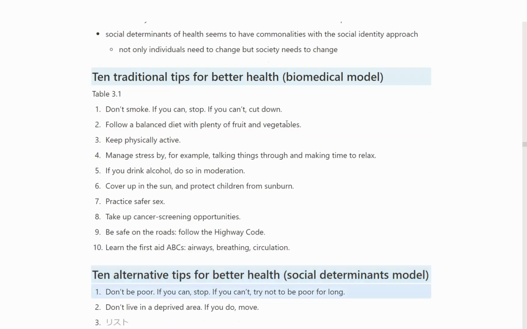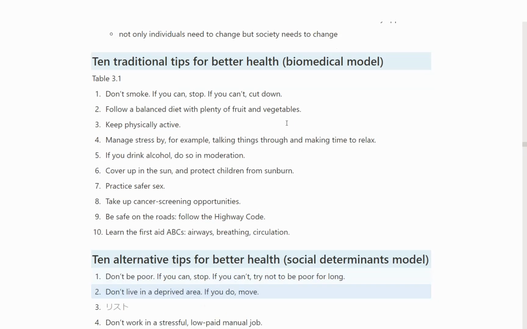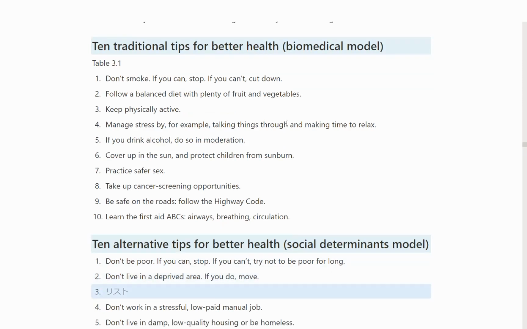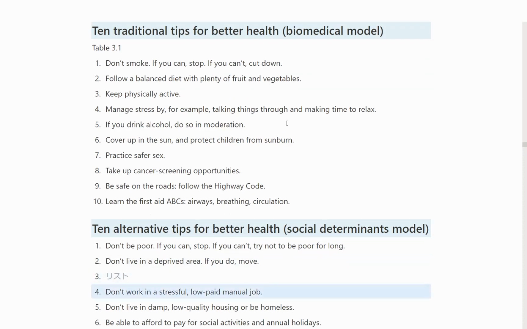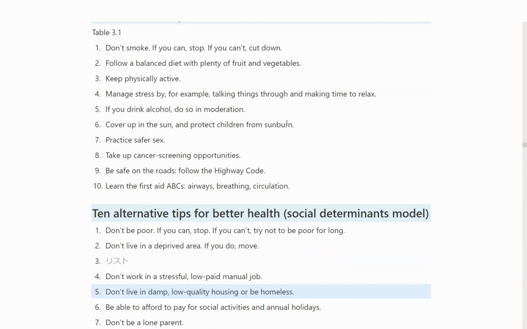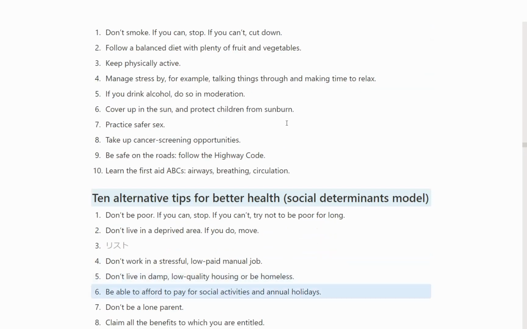First, don't be poor. If you can, stop. If you can't, try not to be poor for long. Second, don't live in a deprived area. If you do, move. And third, let's sleep. 4, don't work in a stressful, low-paid manual job. 5, don't live in damp, low-quality housing or be homeless. 6, be able to afford to pay for social activities and annual holidays.